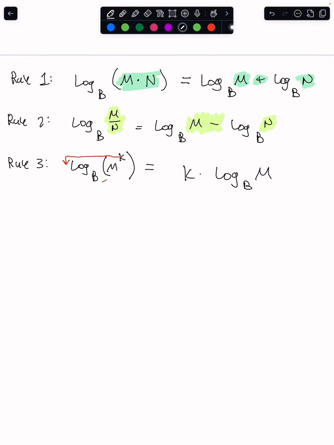Let's do an example of rule 1. Let's say I had a question that looked like log base 9 to the 6 times 11. That ends up becoming log base 9 to the 6 plus log base 9 to the 11. Okay? That's rule 1.